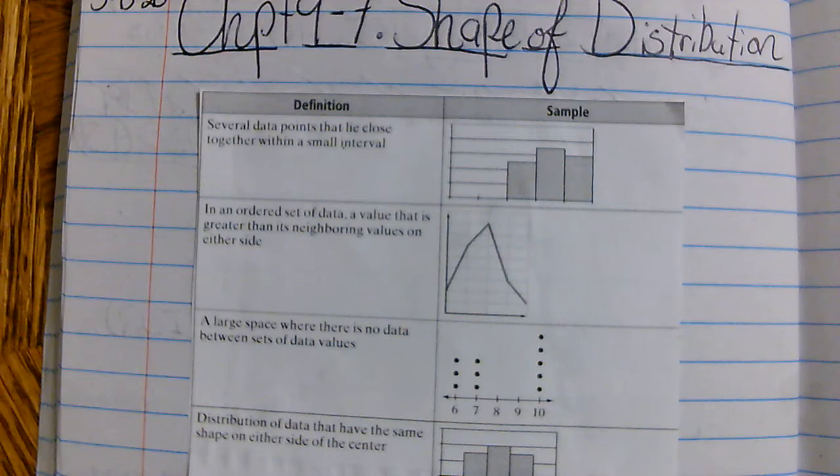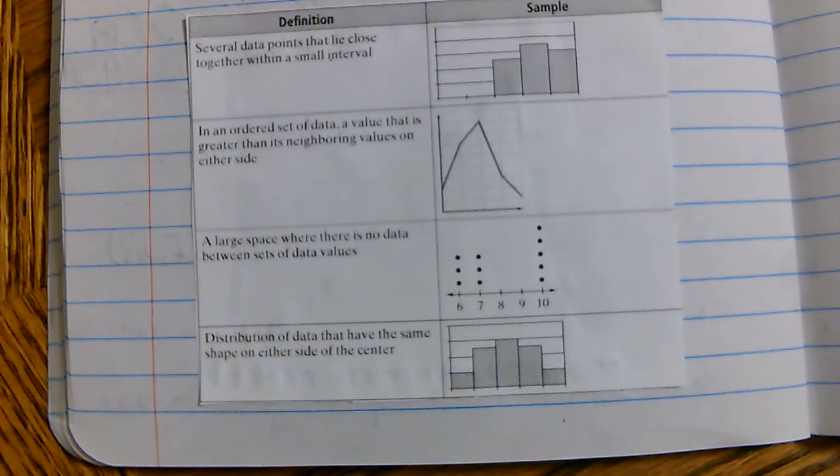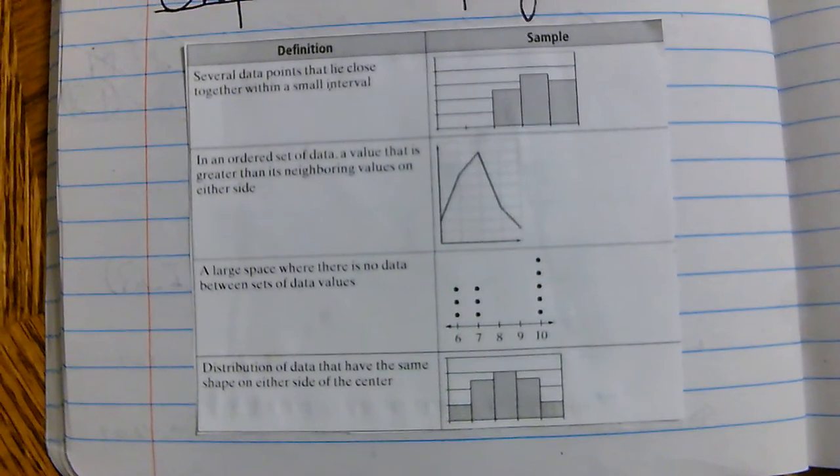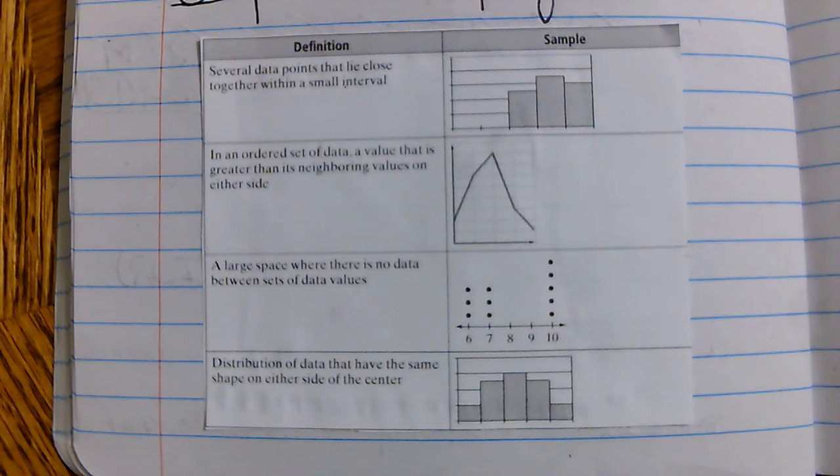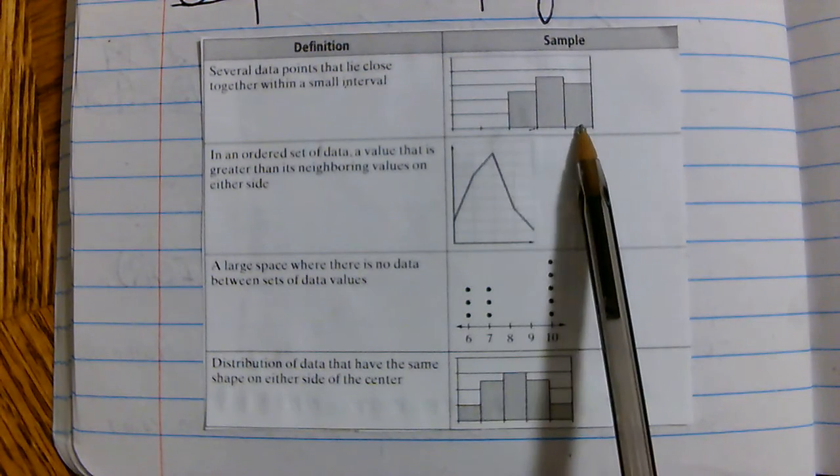Okay, so your first cutout should be a chart that looks like this. And we're going to take a look at a couple different features that we might notice as we are looking at a few examples today. So let's start with the first one here. Here's a sample of what this might look like.